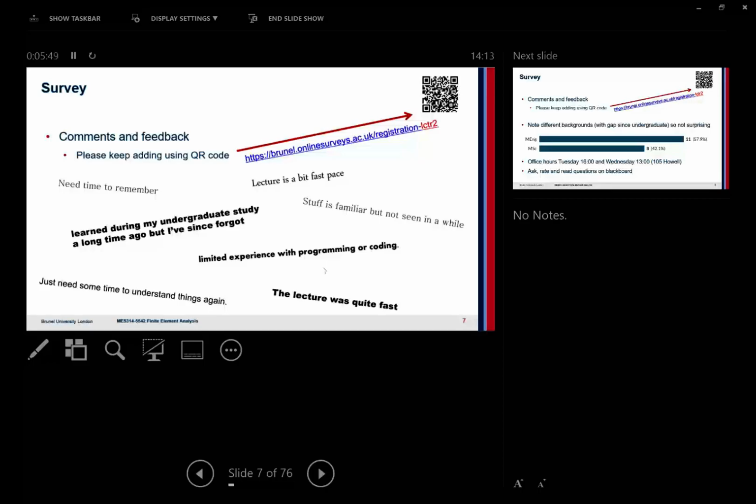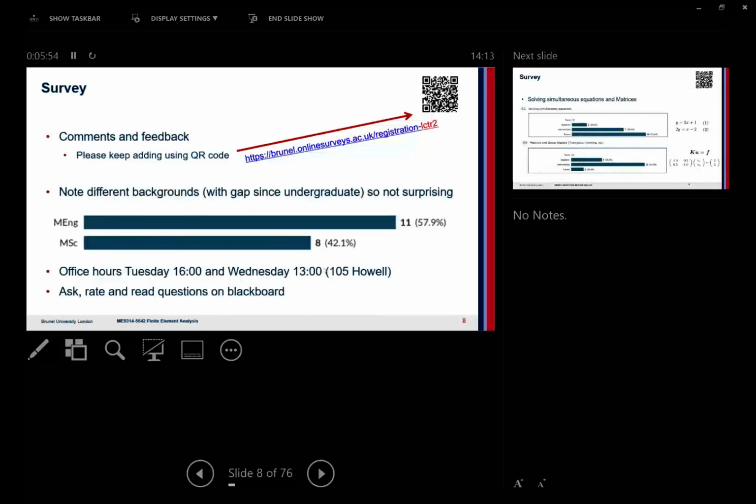And again, keep feeding back on the QR code. Just give me an idea if we're going too fast. And then it's just emphasising the difference in background. So we have a mixture of MEng and MSc.